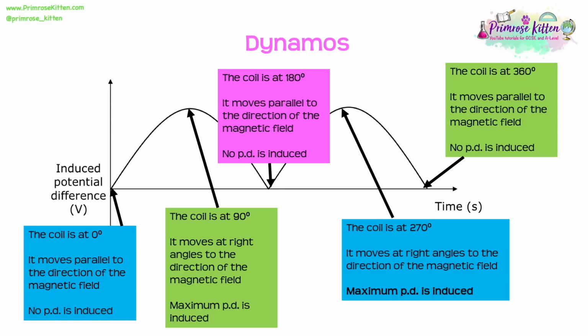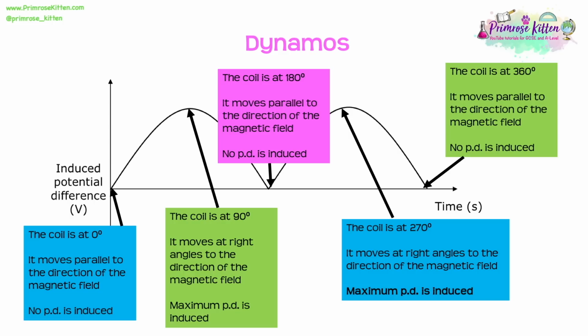Finally, let's have a look at the curve again for dynamos. Let's have a look at what's happening at each position. Now this is really similar to the one for alternators. Again, when we're at 0 degrees and the coil is in the same direction, parallel to the direction of the magnetic field, we have no potential difference induced. They're travelling in the same direction, so there's no cutting of the field lines. Whereas when we get to this maximum potential difference, the coil is at right angles to the magnetic field. And so that means that we're going to get a maximum amount of these field lines cut with this wire, and a maximum potential difference is induced.